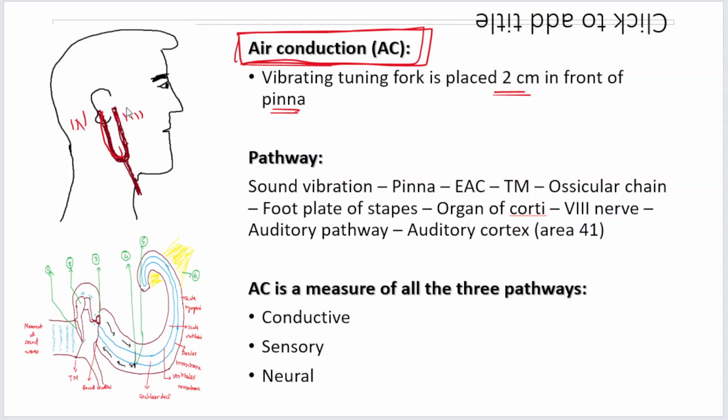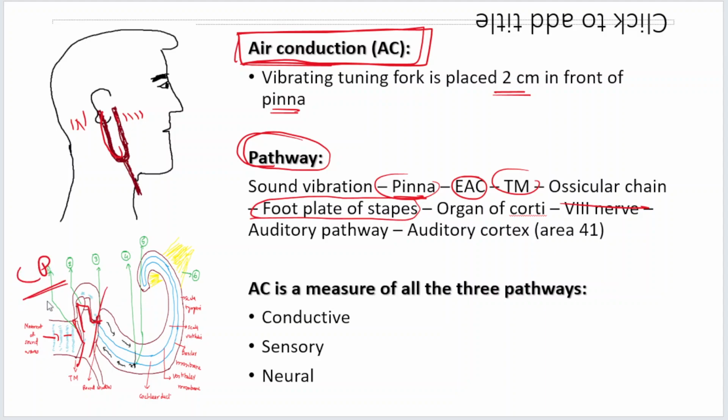When you vibrate the tuning fork and place it in front of the pinna, the pathway that these sound vibrations pass will be the pinna, the external auditory canal, then the tympanic membrane vibrates, then the ossicular chain vibrates, and then the footplate of the stapes. Till the footplate of the stapes is what we have as the conductive pathway. Beyond that, we have the sensorineural pathway.